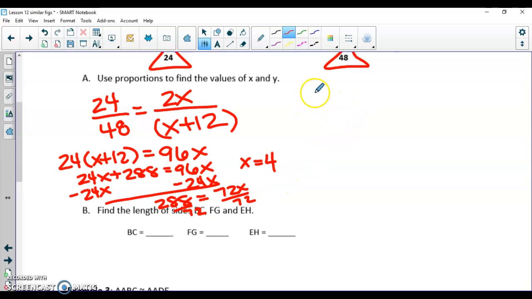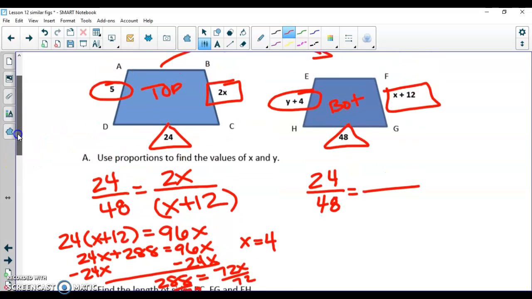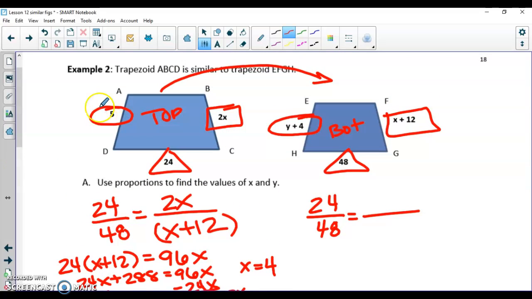Okay? So starting off, you're going to have 24 over 48. We're solving for y now. And on the other side, we want to fill in the piece that we have with the y's. So we have 5 over y plus 4. I'm going to have you pause the video and solve this one and figure out what you get for y.